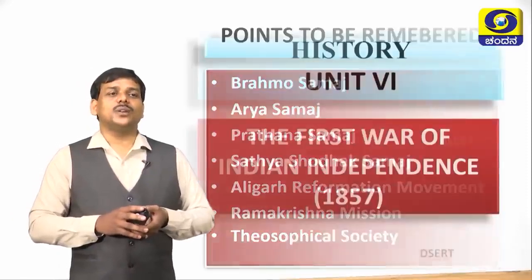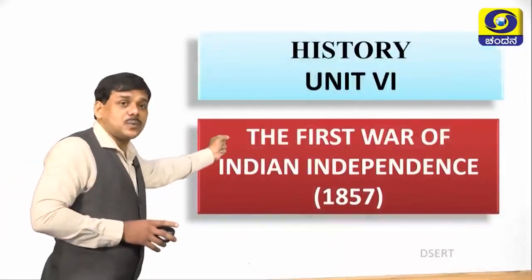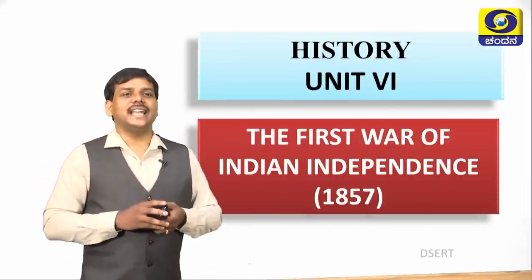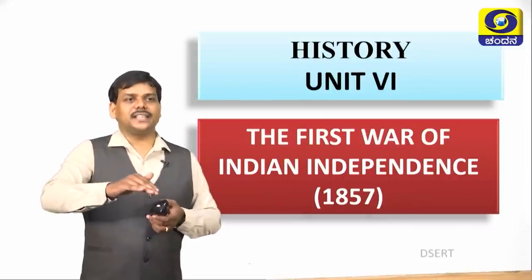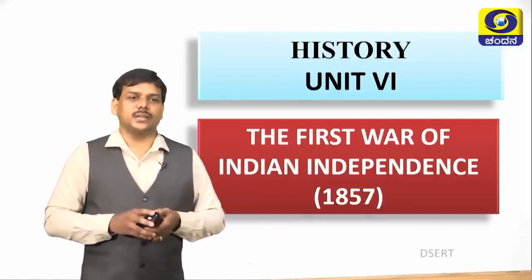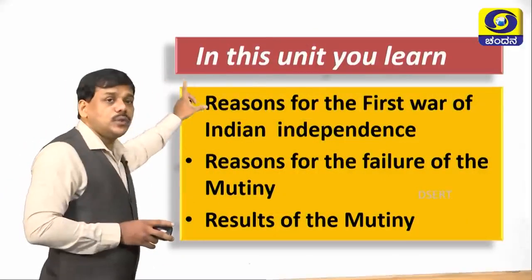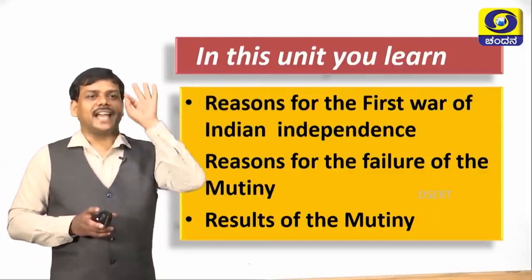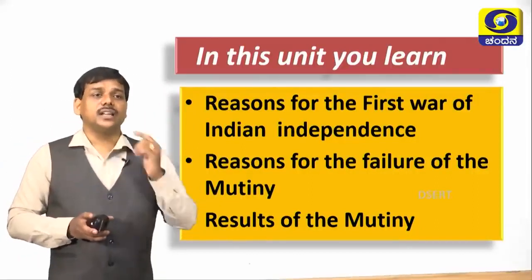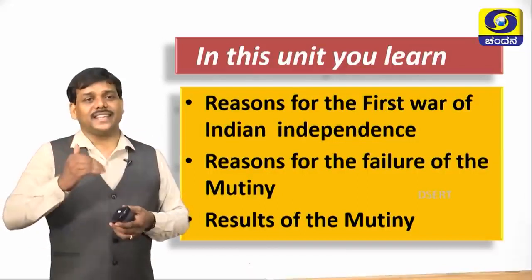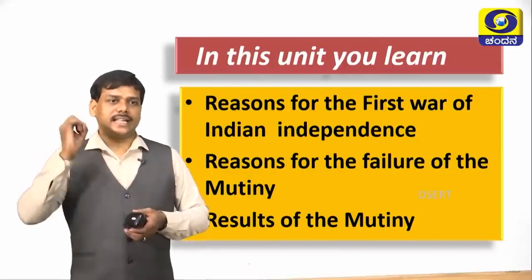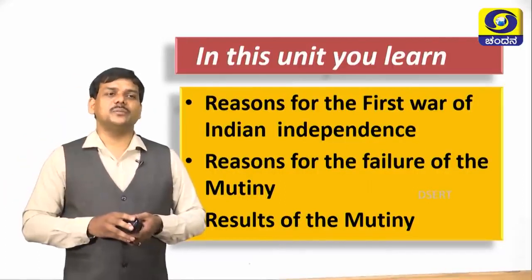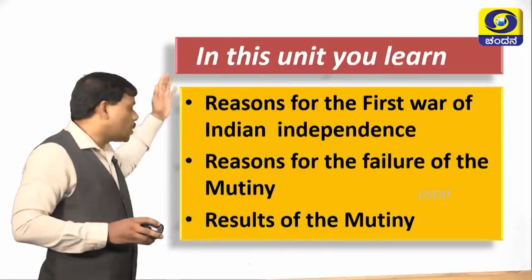Now let us move to lesson number 6, First War of Indian Independence. It was fought in the year 1857. This movement is also called the 1857 revolt. Here in this lesson, we must give importance to 3 important concepts. First one, reasons. Another one, reasons for the failure. Third important one is results, or the effects of the mutiny. Now we shall discuss one by one.